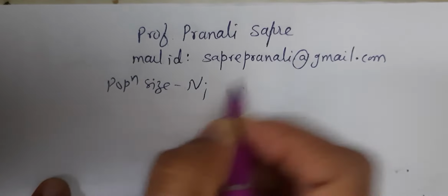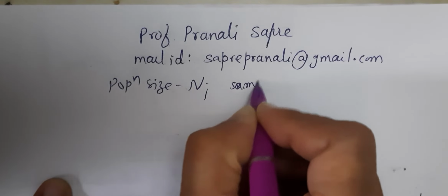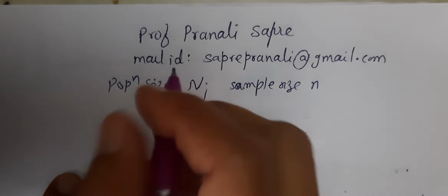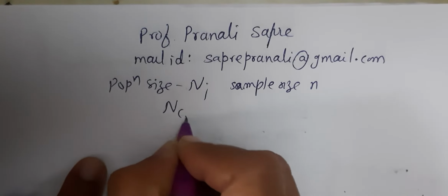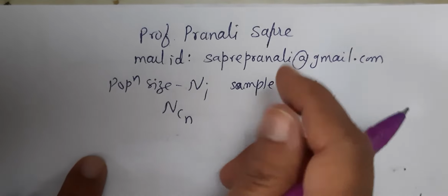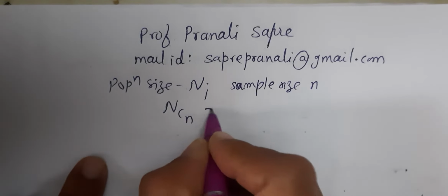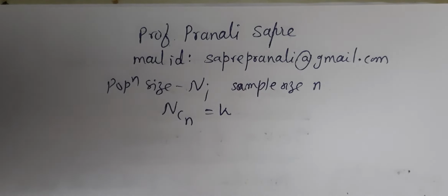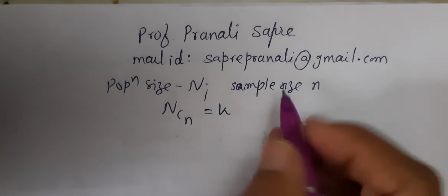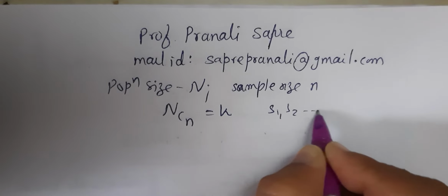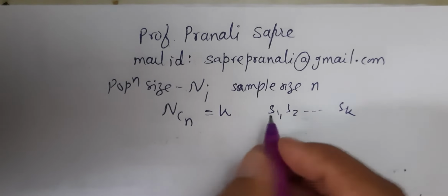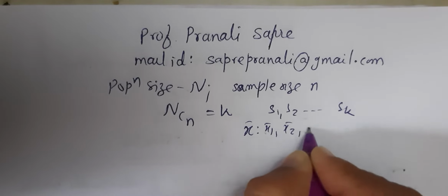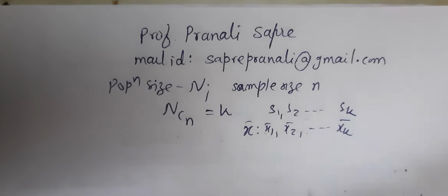is capital N, sample size is small n, then we can take NCn, the total number of samples of size n, which we will denote by K. And a very important result we have seen is that whatever these K samples, say S1, S2, Sk, will define a variable x bar which takes the values x1 bar, x2 bar up to xk bar.